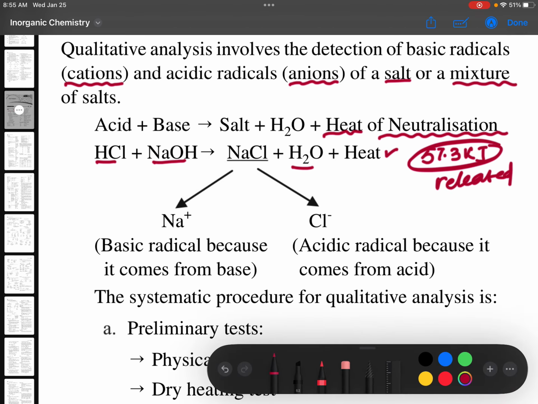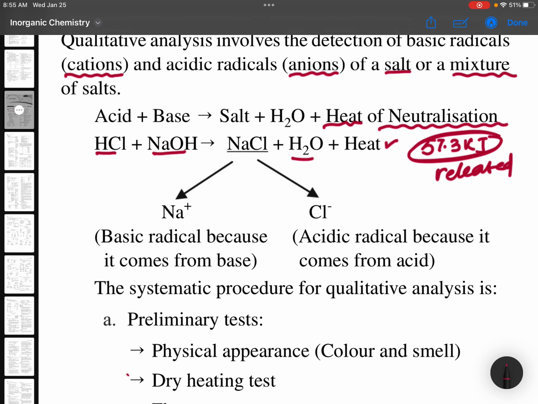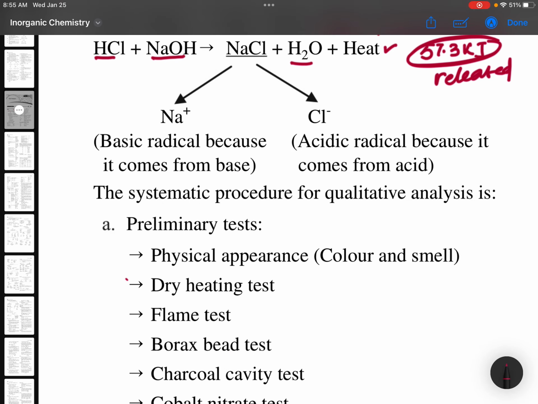Fine, just to make it simple. Here, sodium plus is a basic radical because it is coming from the base. The other ion is an acidic radical because it is coming from the acid. That is the meaning of basic radical and acidic radical. So, cations are basic radicals, anions are acidic radicals.